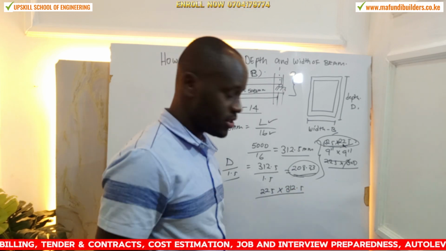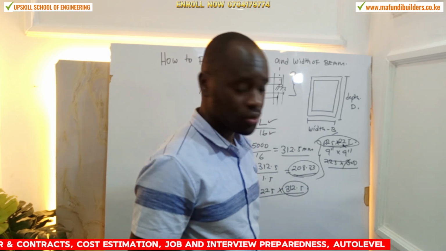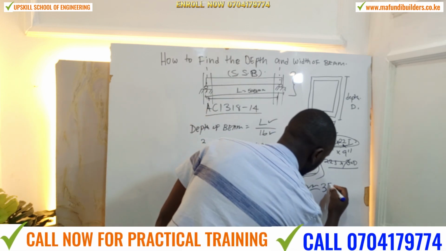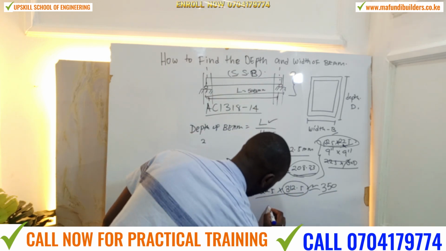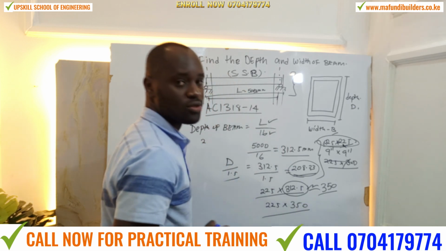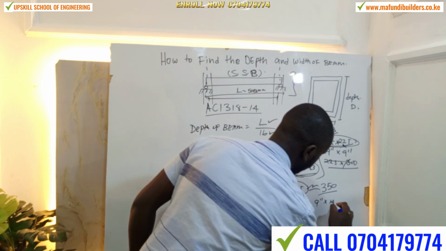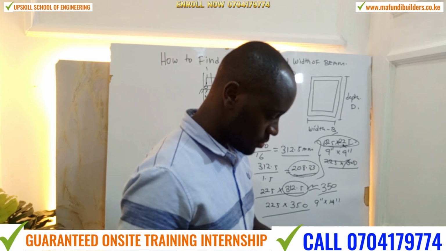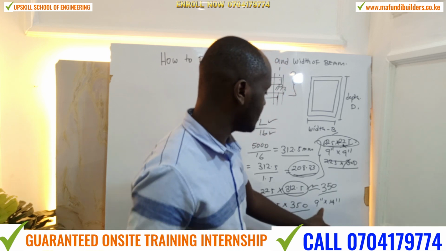But remember, when you go to the construction site, giving this kind of abstract figure will create a lot of confusion. So what you're supposed to do is give it to the nearest value, which is probably 350. So the size of the beam will be 225 by 350. That is 9 inches by 14 inches.